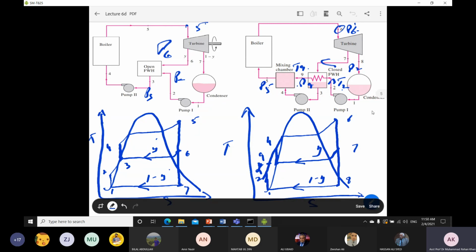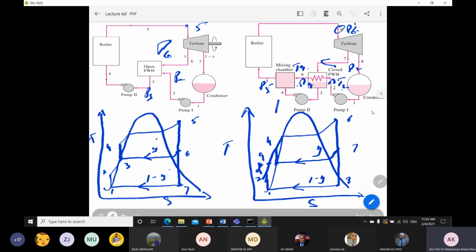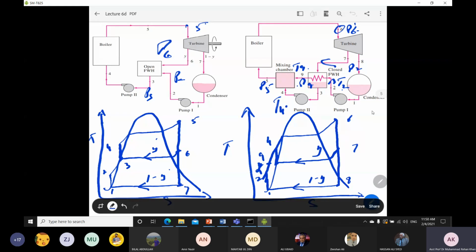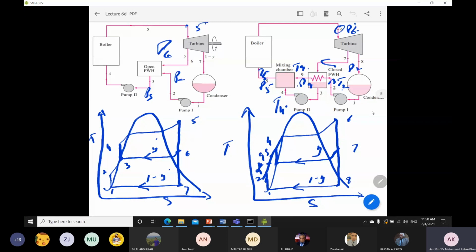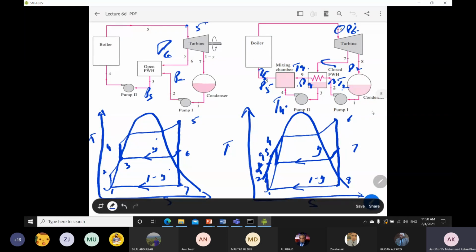Point number 9 is at temperature T9, and point 4 is at another temperature, T4. The temperature T5 cannot be greater than T4, because it is superheated steam. So we make it less than T4, in between point 9 and point 4, because the temperature will settle at some location when there is a mixing chamber. This is how you can draw T5 also. Now all the points are on our TS diagram.